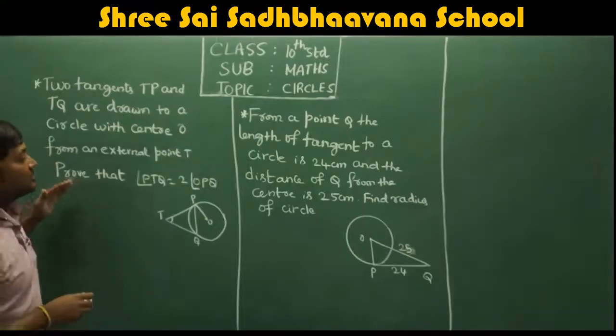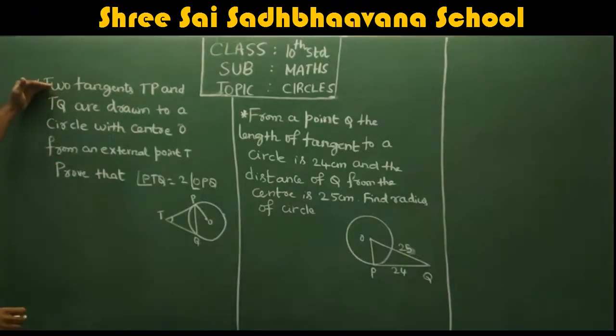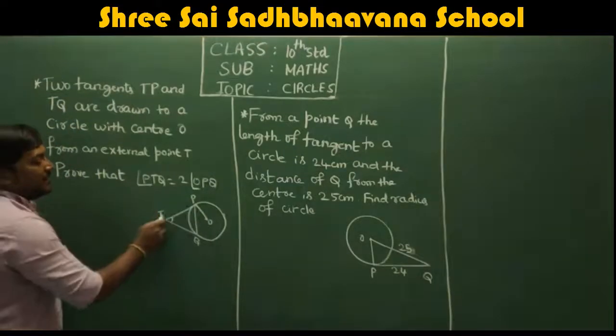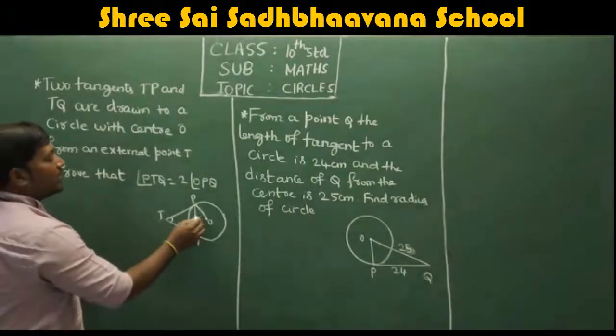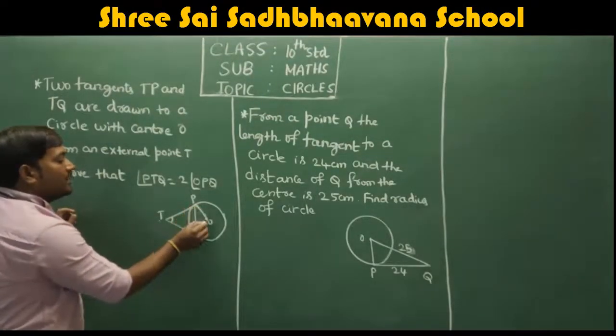Okay, the first sum is: two tangents TP and TQ are drawn to a circle with center O from an external point T. Prove that angle PTQ is equal to 2 times angle OPQ.